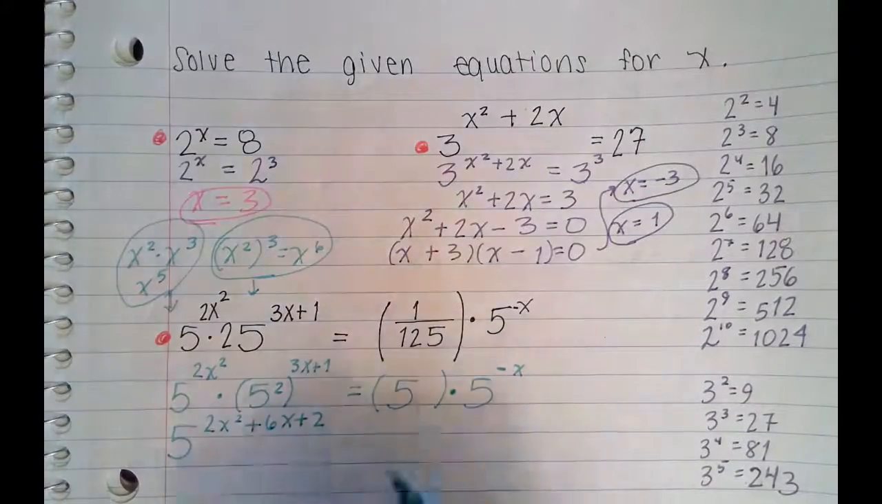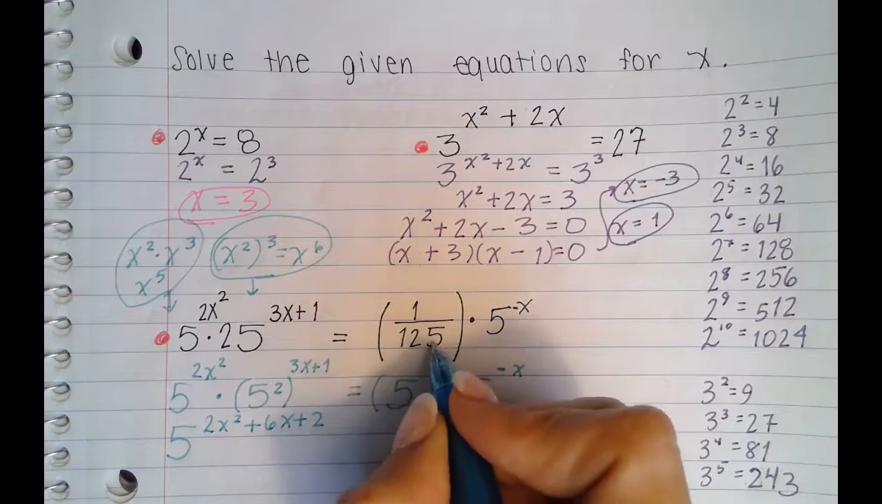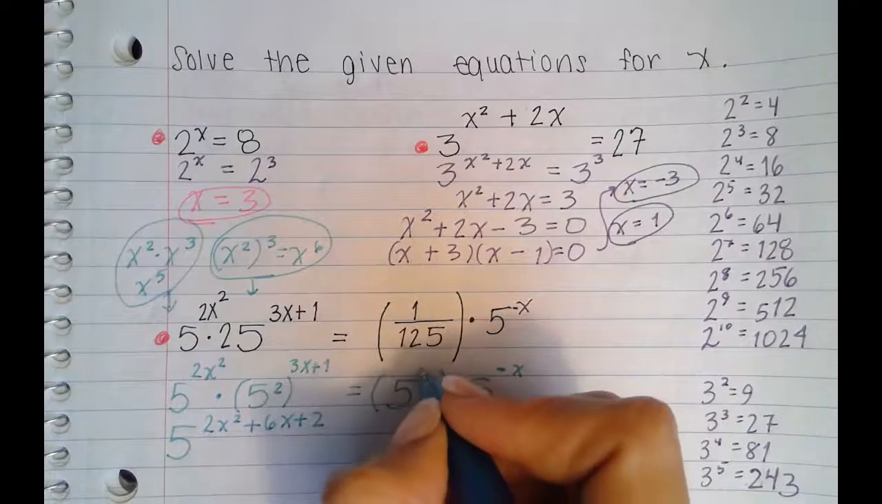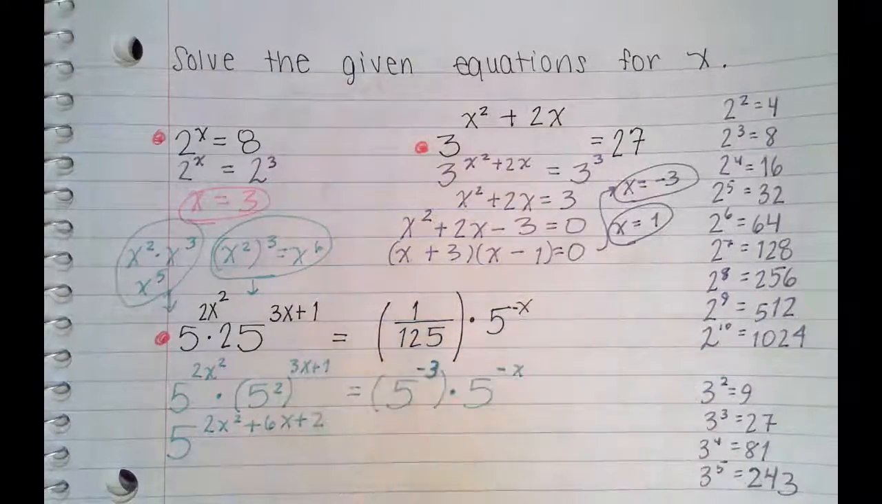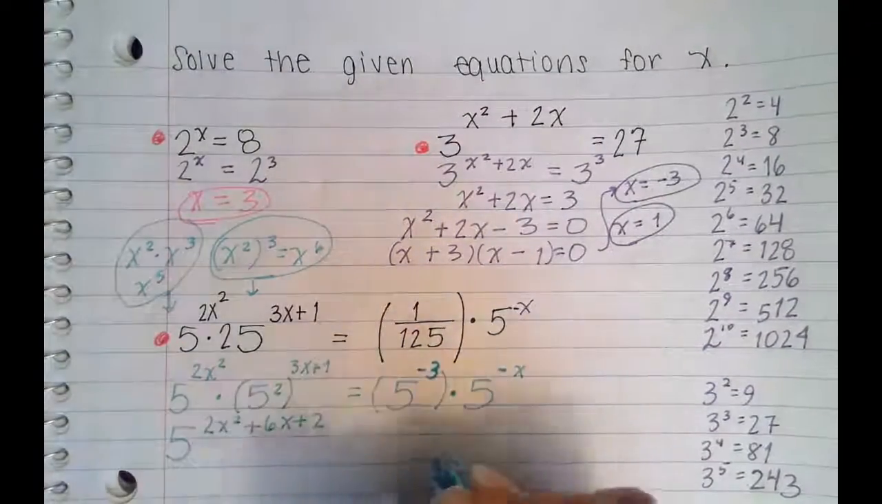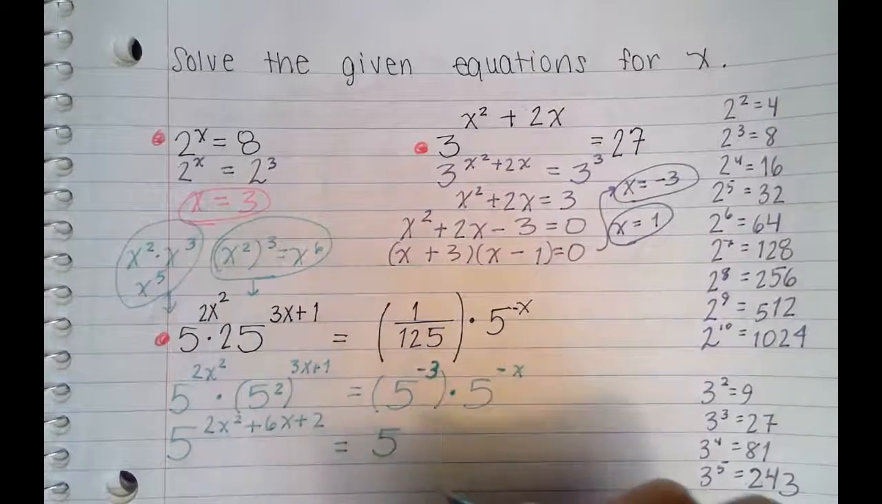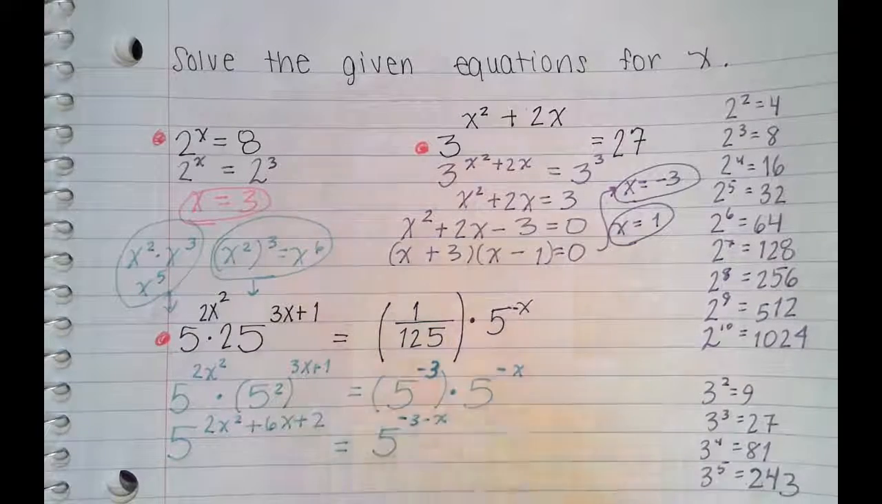Now back to this. 125, that's 5 to the 3rd power. 5 times 5 is 25, times 5 is 125. 1 over 125 is 5 to the negative 3rd power. Negative exponents, if you remember, kind of bring it down to the denominator. Now here, I'm going to add negative 3 and negative x. What does that give you? Negative 3 minus x. There we go.